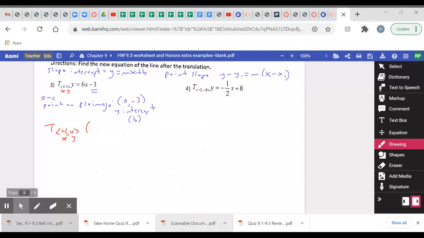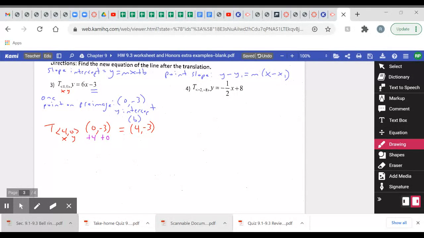But what we're going to translate is this point that we know for sure is on that graph, which is 0, -3. So if I add 4 right here, and I add 0 right here, then my new point ends up being 4, -3. And this ends up being a point on the image.